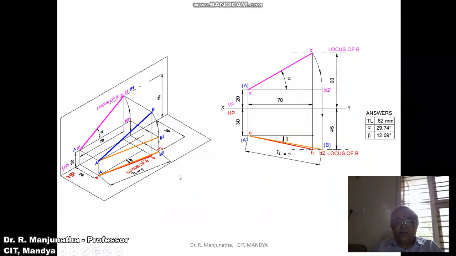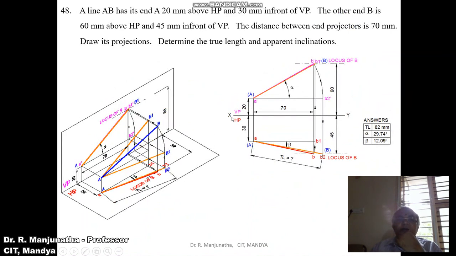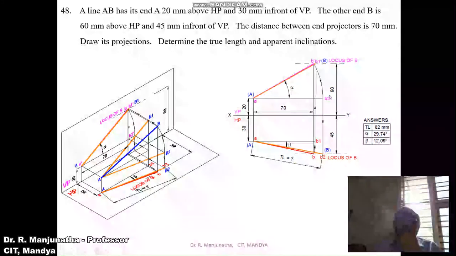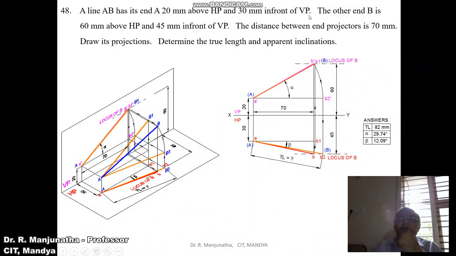So to do that, first we will draw an XY line and mark X and Y. Mark VP and HP: VP above the XY line, HP below the XY line. A is 20 mm above HP and 30 mm in front of VP. So from the XY line, you measure 20 mm above the XY line and draw a horizontal line. Similarly, 30 mm in front of VP can be seen in HP. So from the XY line, you measure 30 mm and draw a horizontal line.